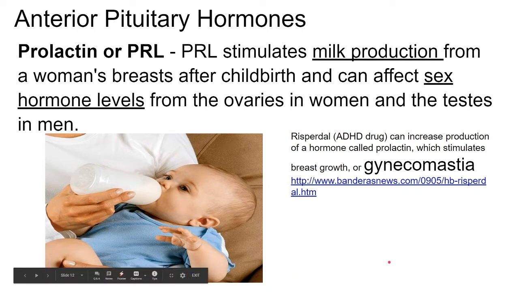So if a person is trying to, say, transition from male to female, there are drugs that are able to be used to increase the production of this hormone, which can stimulate breast growth or other things to help with that transition.